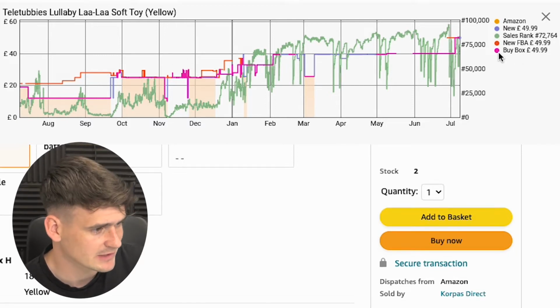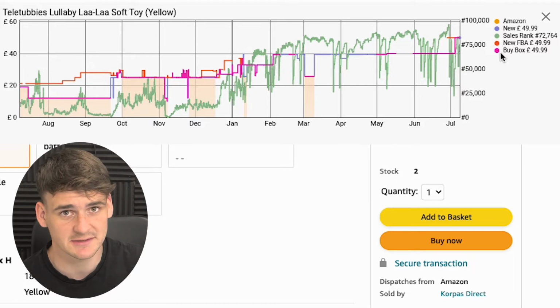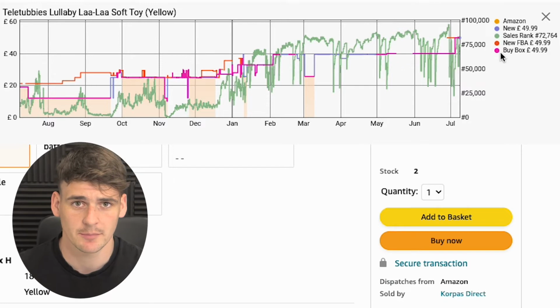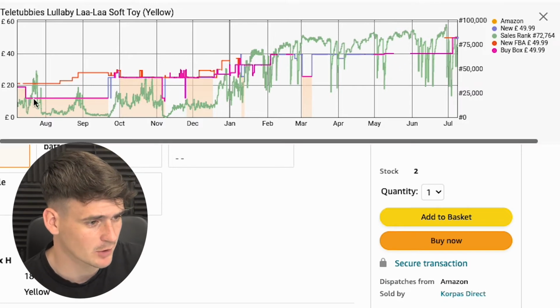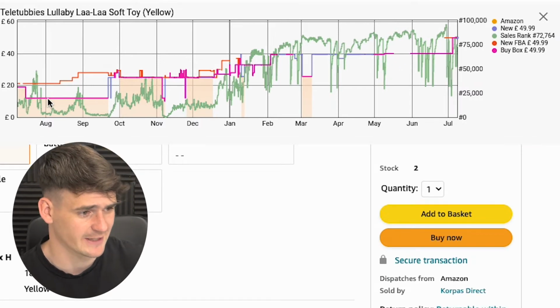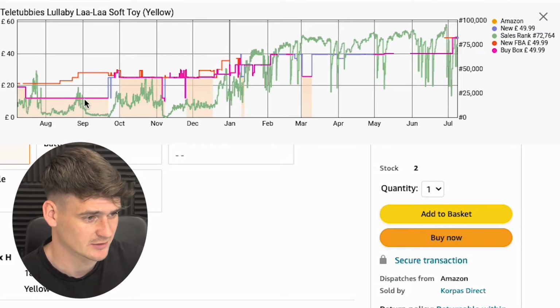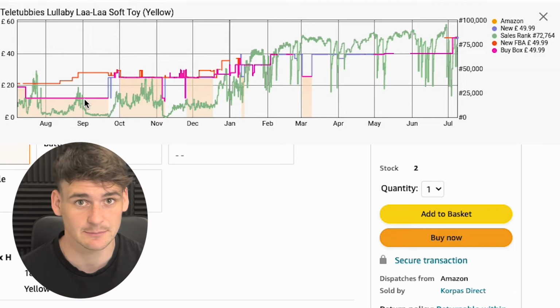And lastly, we've got this pink line, which is the buy box line, and this is the all important line. I'm sure if you've watched my previous videos, you'll know how important the buy box is. This is the buy box price. It doesn't matter if this is FBA, FBM, or Amazon. This is the price of the seller who has got the buy box, and obviously whoever has the buy box gets all the sales.